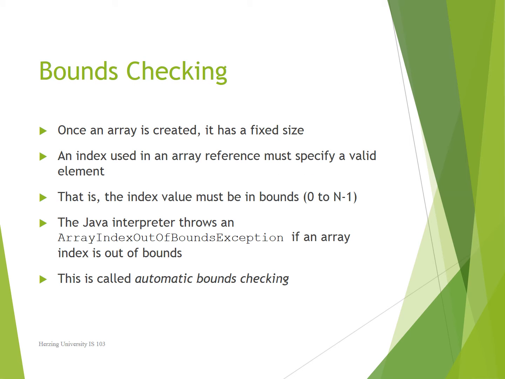Bounds checking. Once an array is created, it has a fixed size. An index used in an array reference must specify a valid element. That is, the index value must be in bounds, which is 0 to n-1. The Java interpreter throws an ArrayIndexOutOfBoundsException if an array index is out of bounds. This is called automatic bounds checking.